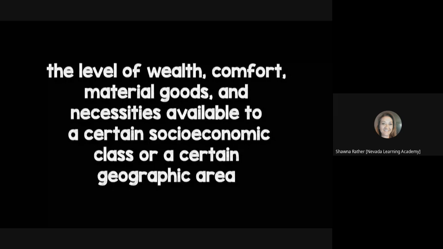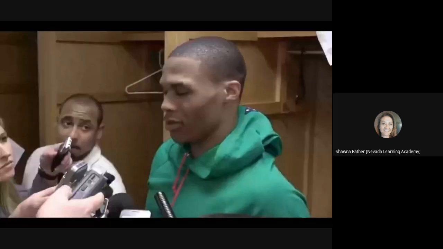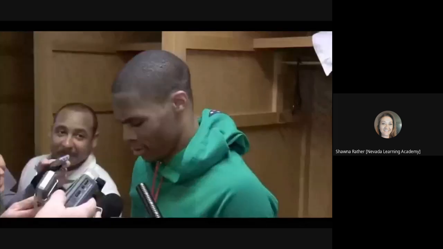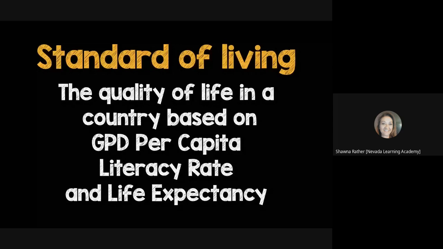Okay, it might seem pretty complicated, but it's not. To make this easier, we're going to simplify this down a little bit. So what standard of living is, it's the quality of life in a country based on 3 factors. And those factors are GDP per capita, literacy rate, and life expectancy.